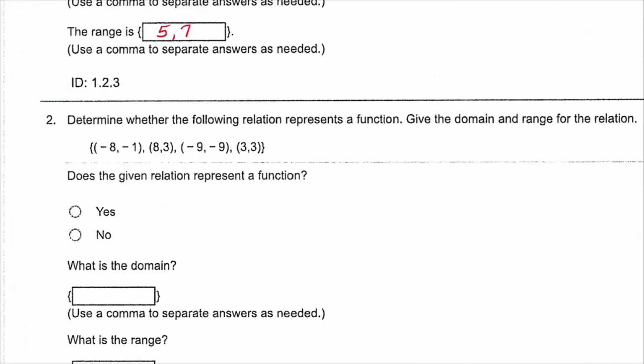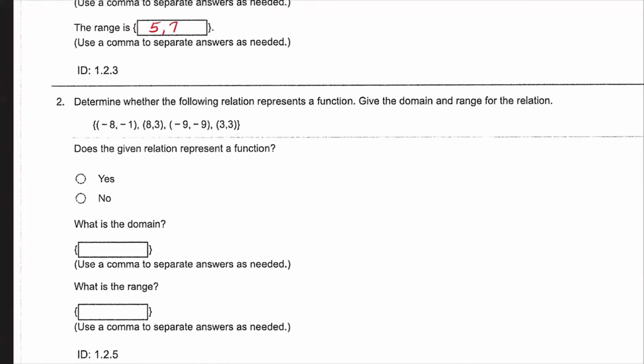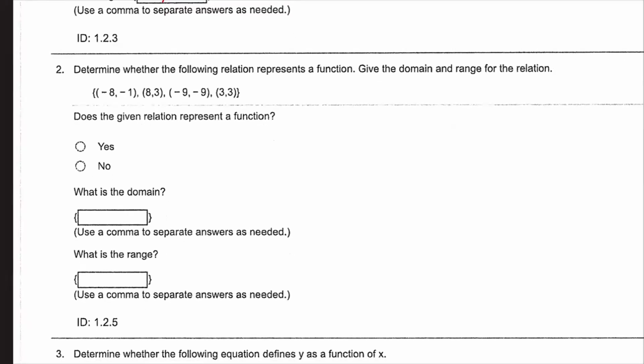All right. The second one asks the same question. Does the relation represent a function? Give the domain and the range. So let's look at the x values. Do any x values repeat? Well, we have a -8, +8, a -9, and a +3. Well, since none of the x values repeat, we can safely say that this is a function.